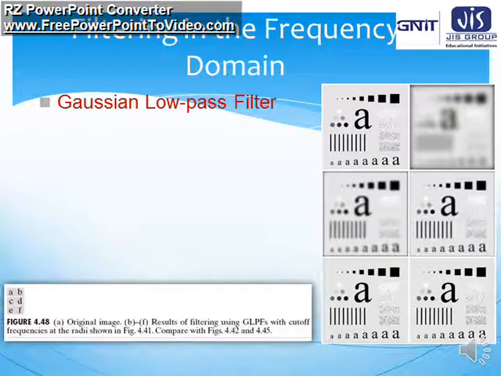Now this is the output of a Gaussian low pass filter. The first image is the original image, and the other 5 images, that means images B to F, are results of filtering with a Gaussian low pass filter with cutoff frequencies at the radii shown in the previous image. So this is the example, or output, of the Gaussian low pass filter.